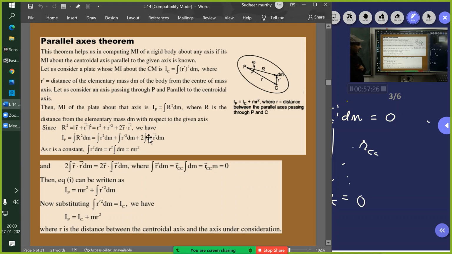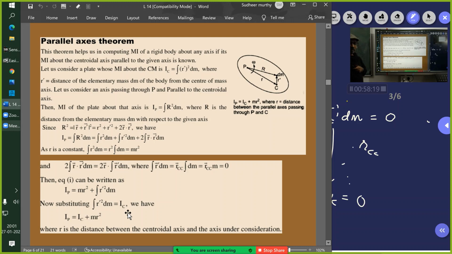So this term 2 R bar dot integration R dash dm will become 0, and integration R square dm is nothing but M R square, because this small r is also constant. Now comes the second term. What is the second term here? Integration R dash square dm. Integration R dm is the moment of the masses, which is 0, but R dash square dm will not be equal to 0. So therefore, we end up writing IP is equal to M R square plus integration R dash square dm. Now substituting integration R dash square dm is equal to IC.